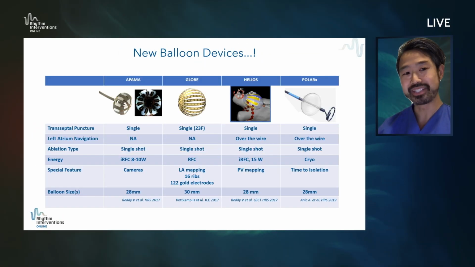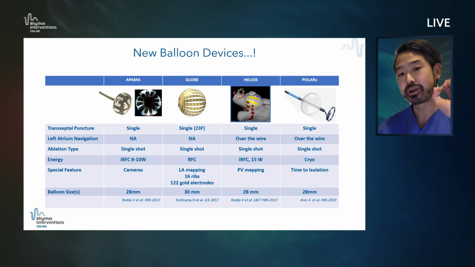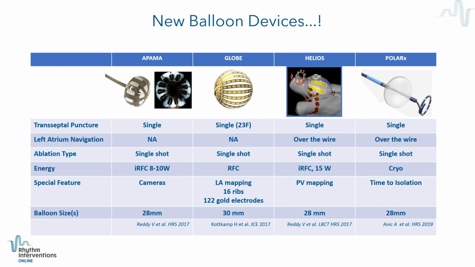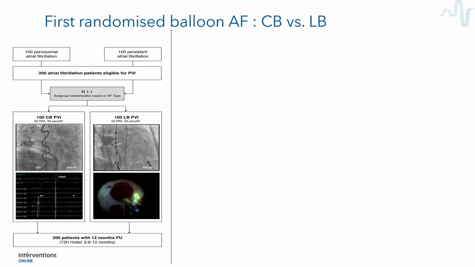Balloons, of course, entered the arena a couple of years ago, and these are a lot of new kits on the block. Apama with RF and a camera, globe catheter, the Helios, which I will go into some detail, and the new cooling catheter, the PolarX from Boston. We were often asked, what is, from your point of view, the better balloon? Is it the cryoballoon or is it the laser balloon? And we could never really answer this question because there was no randomized data.